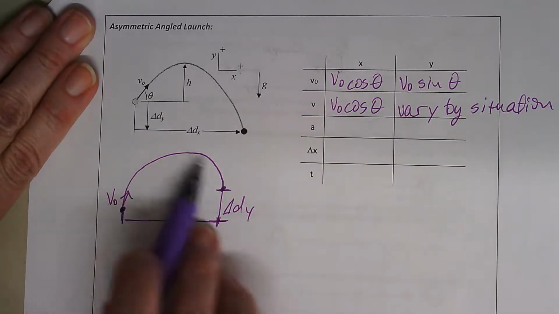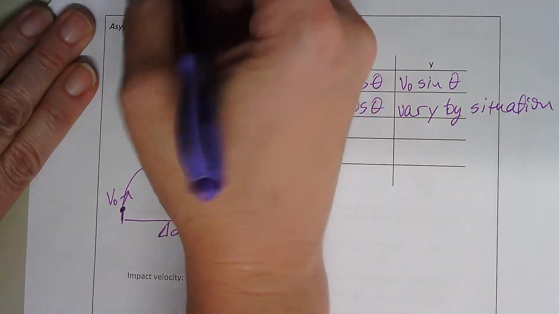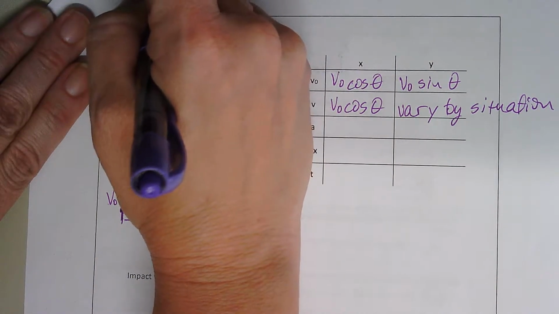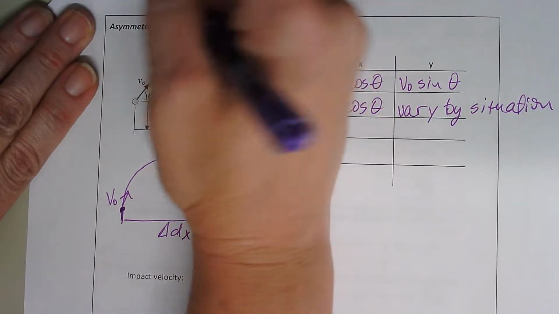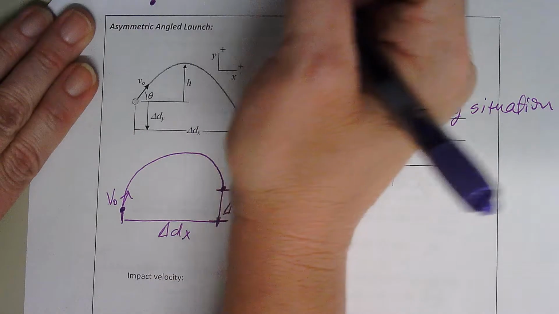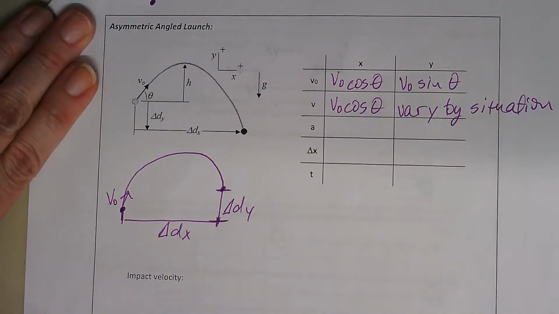I mean, it could land like that, or you could even have a situation where you have something that starts and runs into a wall over here and it doesn't even go down. It just goes and hits the wall. So it might not even be negative. It just depends on the situation.